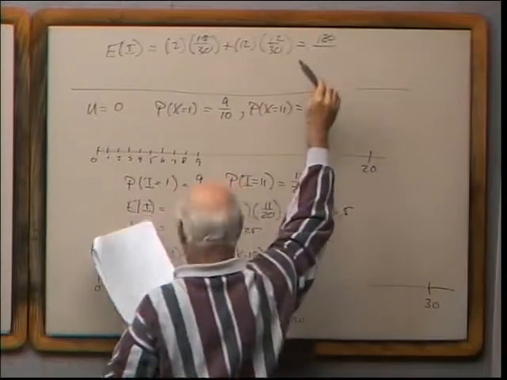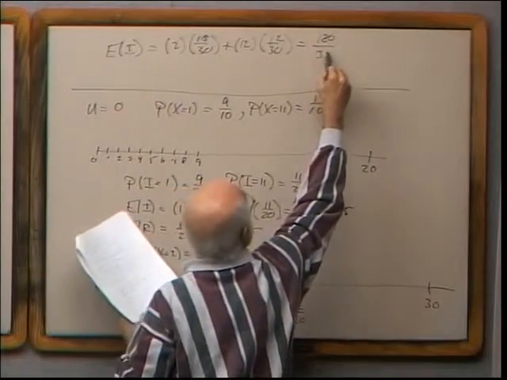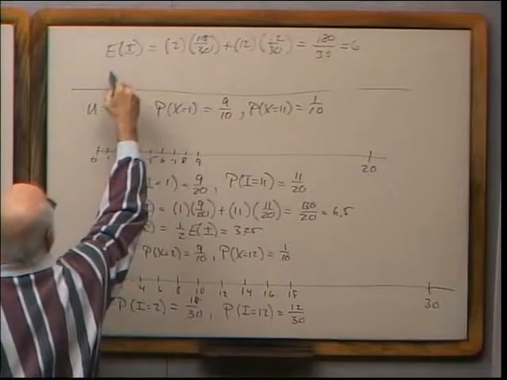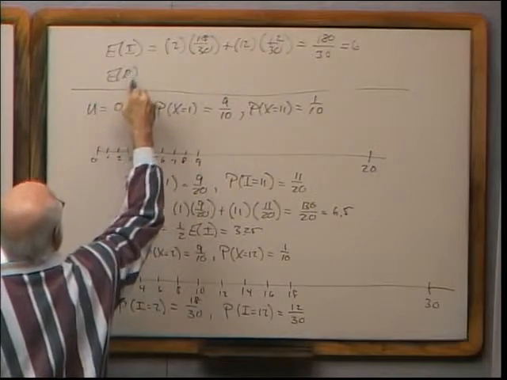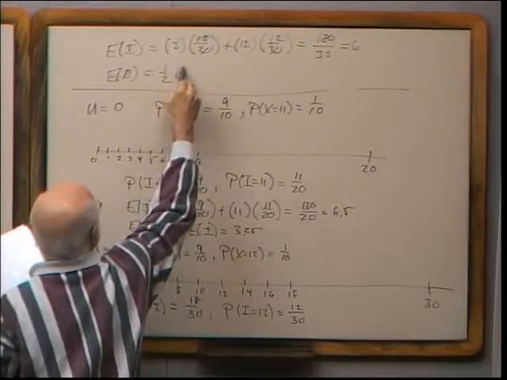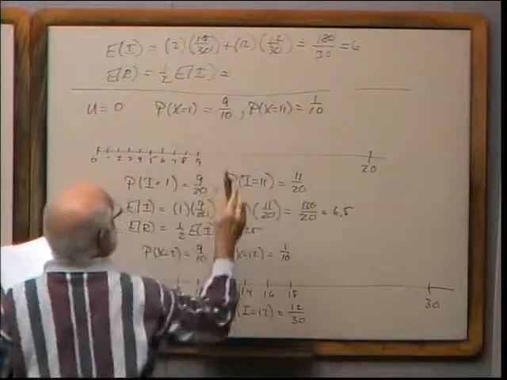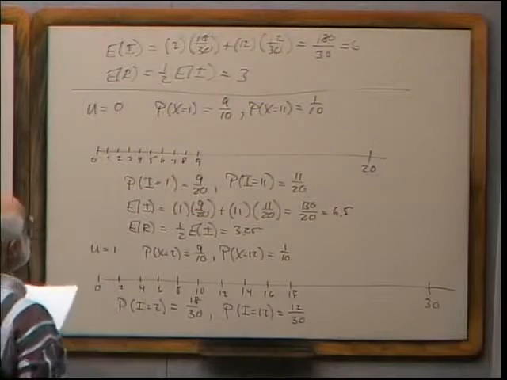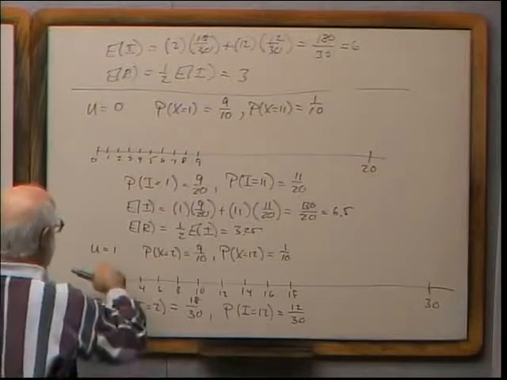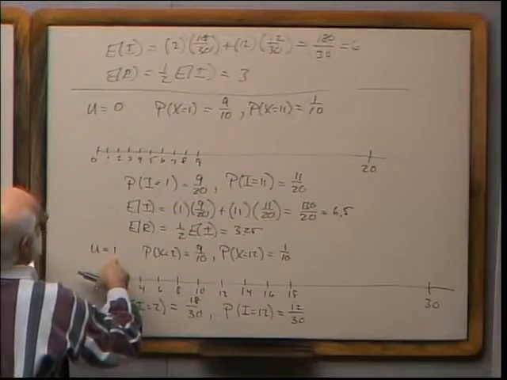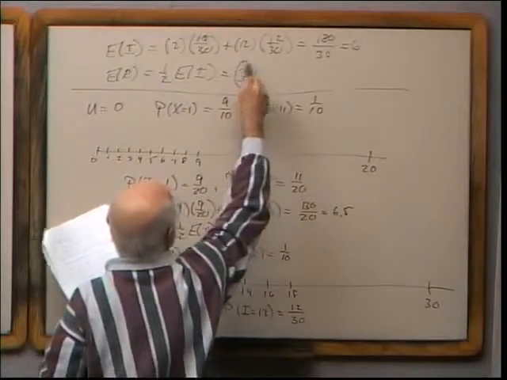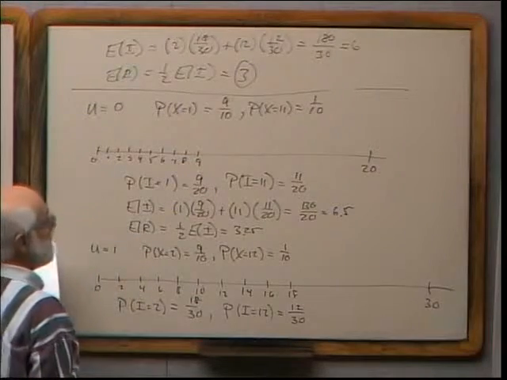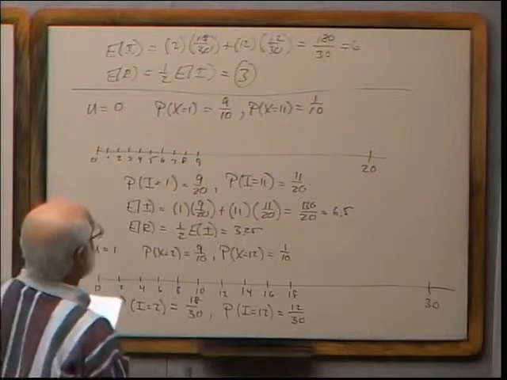over 30, or in other words, 6, which means that the expected value of the remainder, which is half of that, is going to be equal to 3. So when the U is equal to 1, the average remainder is 3. When the U is equal to 0, the average remainder was 3.25.